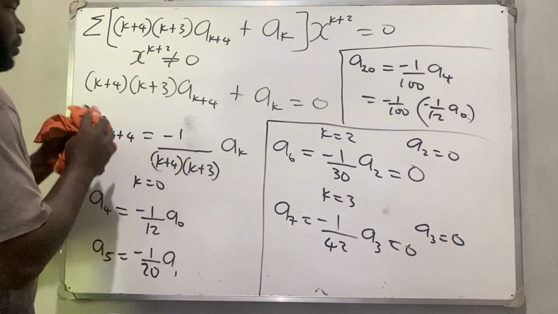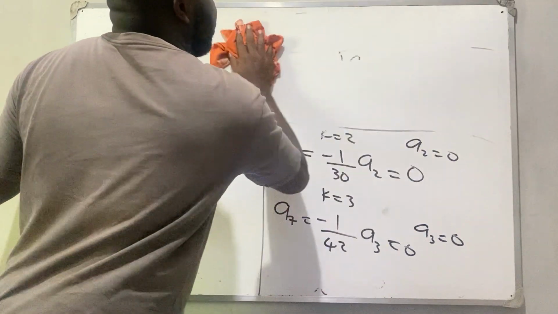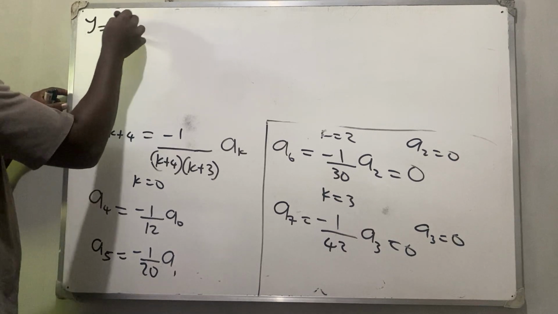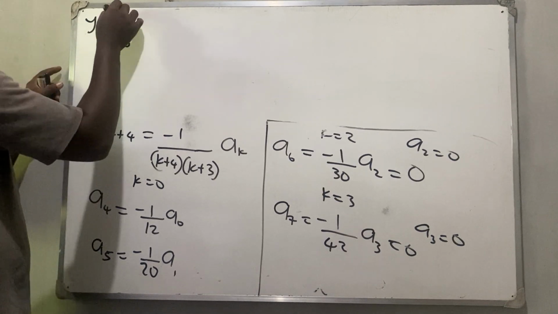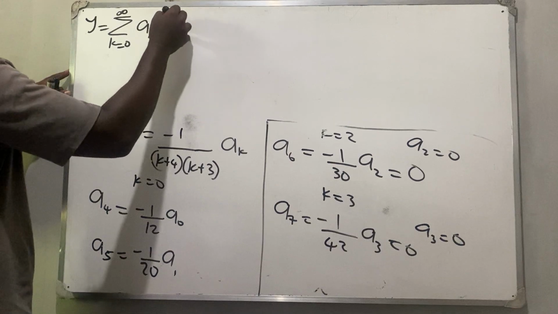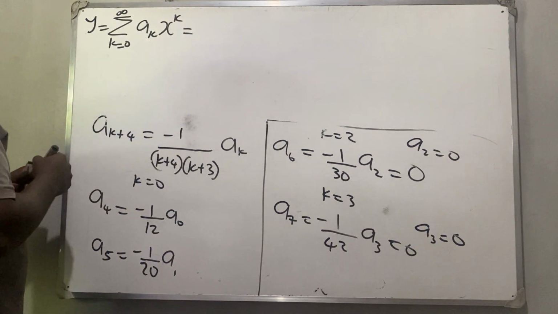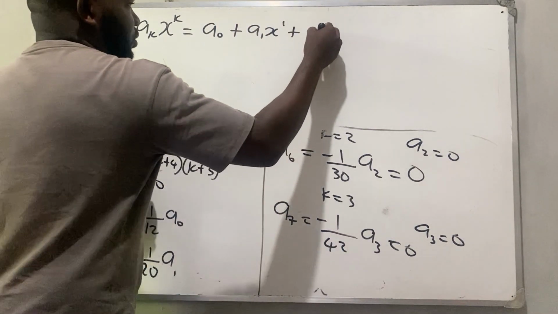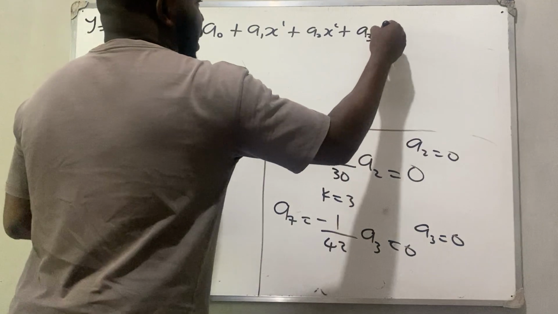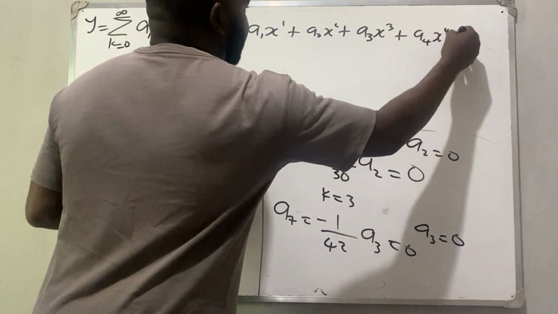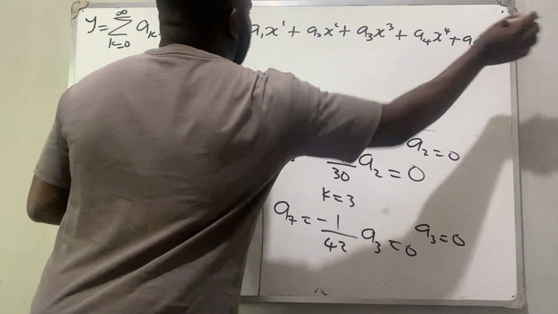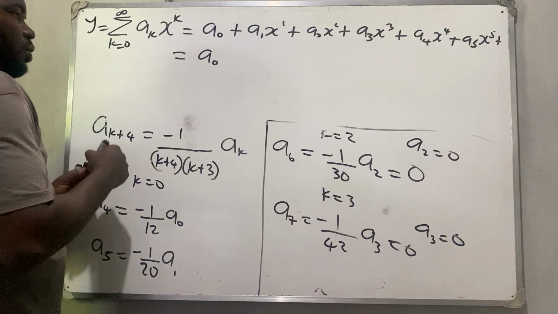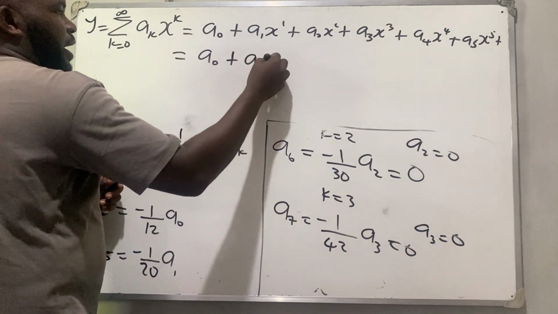So if you have gotten this now, your final answer becomes, we know that y is equal to the summation of k starting from 0 to infinity of ak x raised to power k. So this is equal to a0 plus a1 x plus a2 x squared plus a3 x cubed plus a4 x to the fourth plus a5 x to the fifth plus it continues that way. So I'm leaving my a0 because my answer must only be in terms of a0 and a1. So a0 plus a1x plus a2.